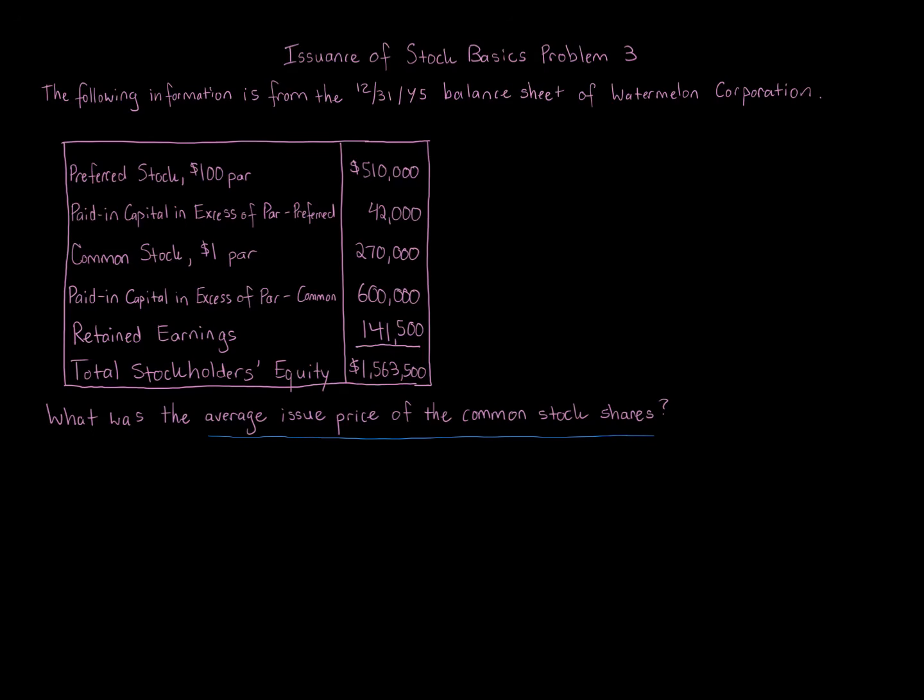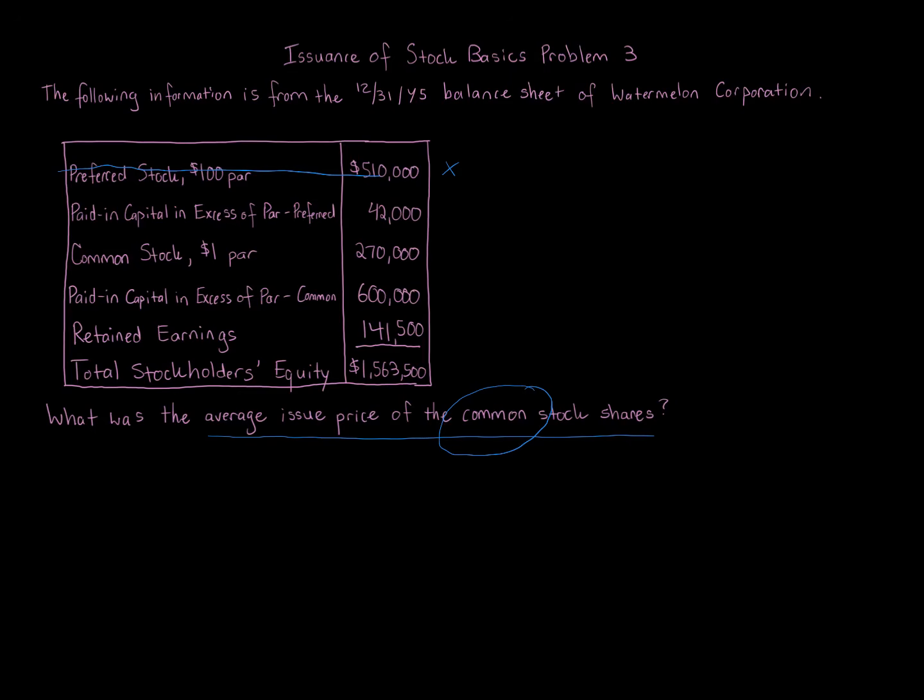Now, let's go through the information and determine which information is relevant and which is not. This is a very, very important aspect of accounting. We go through and we eliminate anything that's not really relevant. We're asked about common. If we were asked about preferred, we'd focus on that. But we're asked about the average issue price of the common stock shares. We can eliminate anything that relates to preferred stock. So the first item, preferred stock, $100 par, we can eliminate. You can cross it off if you like.